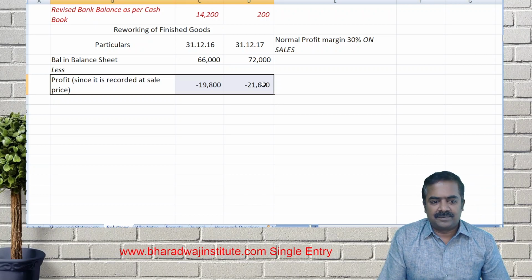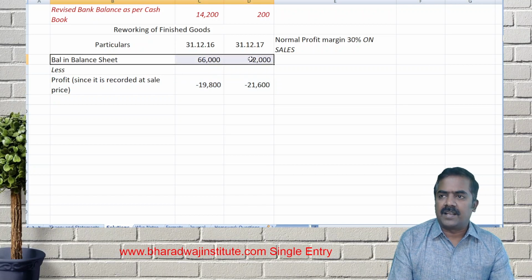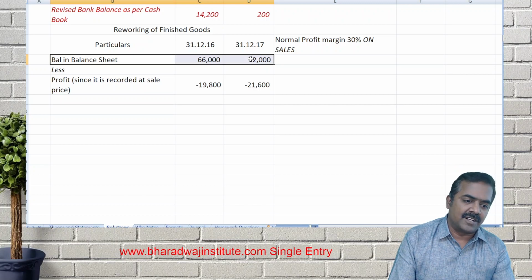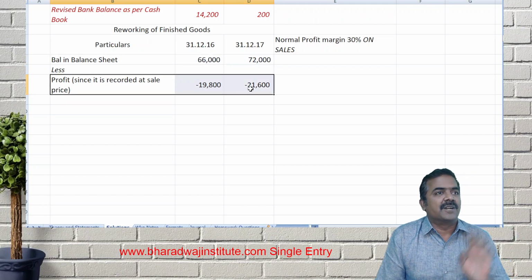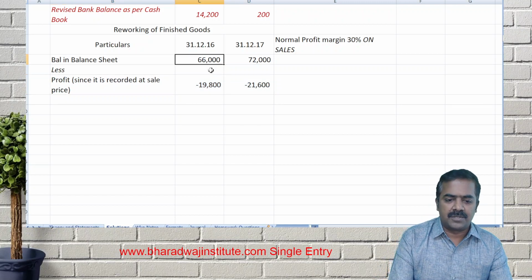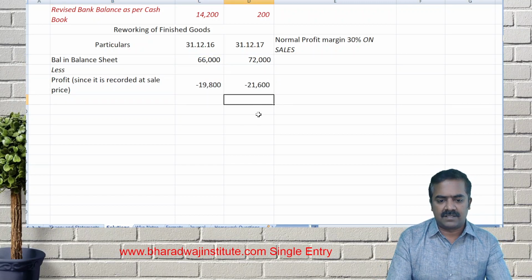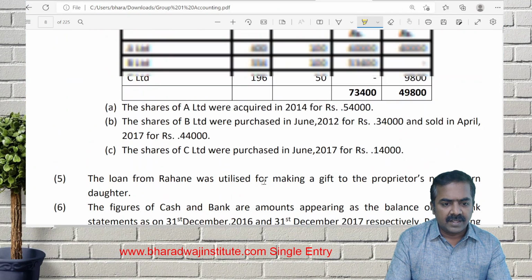Very good, I'll come to that. Once again, what is the balance given in the balance sheet? 66,000 and 72,000. This is at what price? Selling price. Minus 30%, no need to convert. Don't do 30 by 130. Profit margin is given on sales, so 66,000 into 30% and 72,000 into 30%. Apart from that, wait, look at the other information.